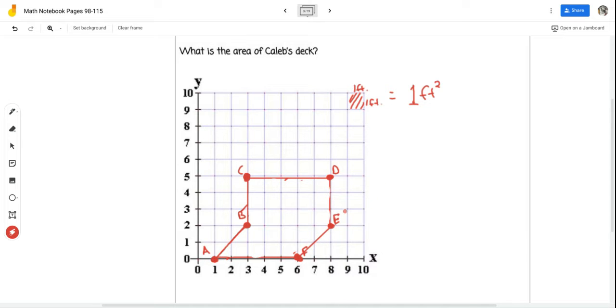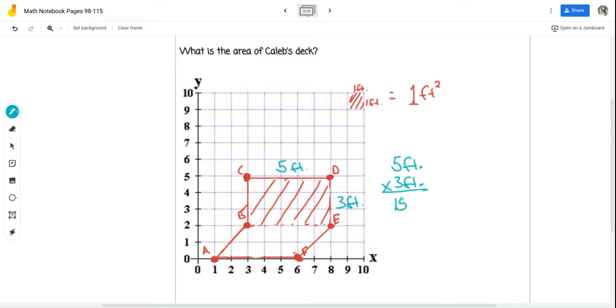Let's start off, first of all, with finding the area of just this section. Just this section for now. Let's see if we can find the area for that. So what I'm going to do here is use a different color. This is 1, 2, 3, 4, 5 units across this way. So that's 5 feet across. And then this way is 1, 2, 3 feet that way. So finding the area of just the red would be 5 feet times 3 feet.